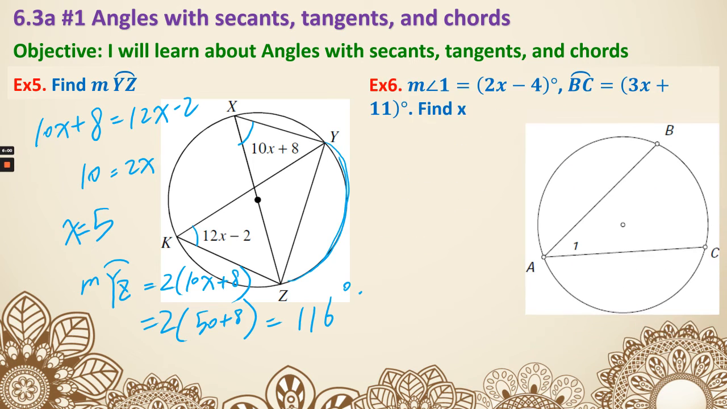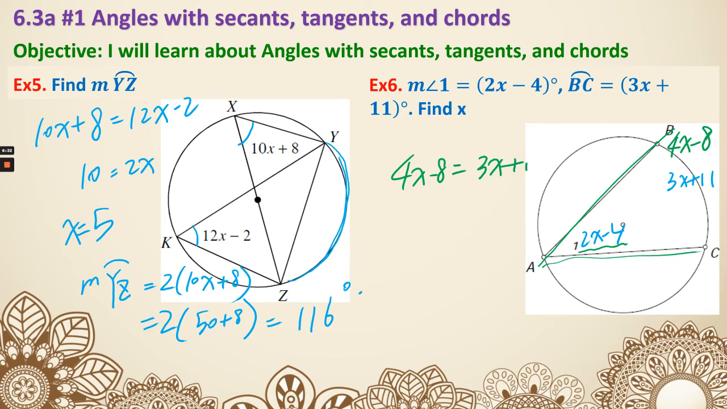That's example 5. Moving on, example 6. Angle 1 is given, arc BC is given, and it's asking you to find x. This is 2x minus 4. This currently is being labeled as 3x plus 11. However, because this inscribed angle is actually facing that arc, that means the arc is twice the angle, so that arc could also be represented as 4x minus 8. All I did was multiply everything by 2 in that inscribed angle. So that means 4x minus 8 is actually the same as 3x plus 11. I just need to subtract both sides by 3x and add 8 to both sides. That gives us x equals 19. That is example 6.